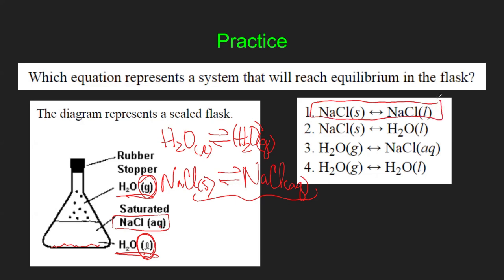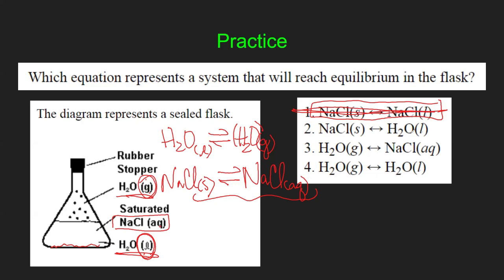And the reason this is the trap is because going from solid sodium chloride to liquid sodium chloride is not dissolving it, it's melting sodium chloride. That would be taking table salt and melting it into liquid sodium chloride. That requires temperatures over 1,000 degrees Fahrenheit, and that is not what is happening in this flask. Okay, this is not an equation for dissolving. This is an equation for melting.